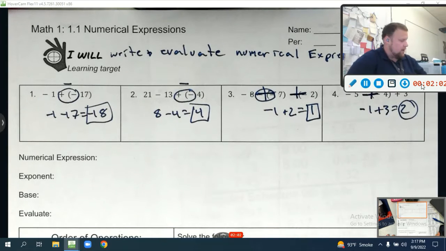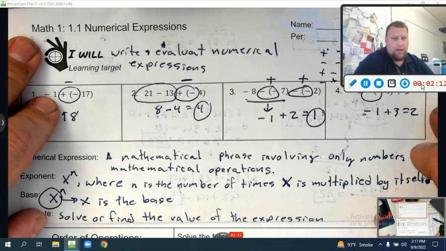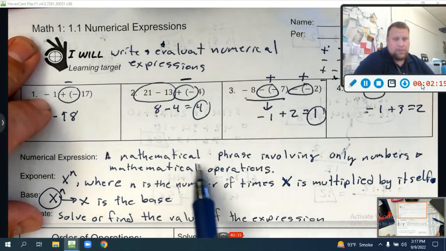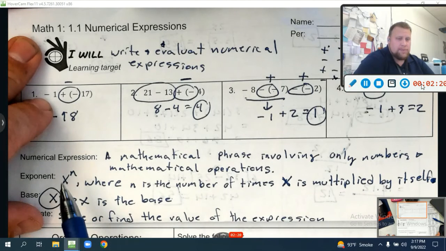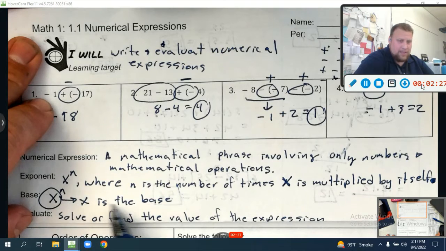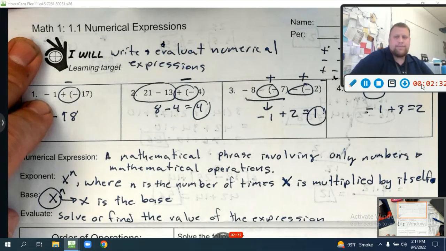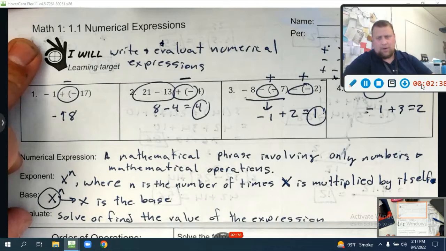All right, we've got a little vocab right here, and I've already written it several times today, so I'm just going to display it for you. A numerical expression is a mathematical phrase involving only numbers and mathematical operations. An exponent, x to the n, where n is the number of times x is multiplied by itself. The base, when we have x to the n, x is the base. To evaluate means solve or find the value of the expression. Go ahead again and pause this because I'm going to move on pretty quick for video's sake.